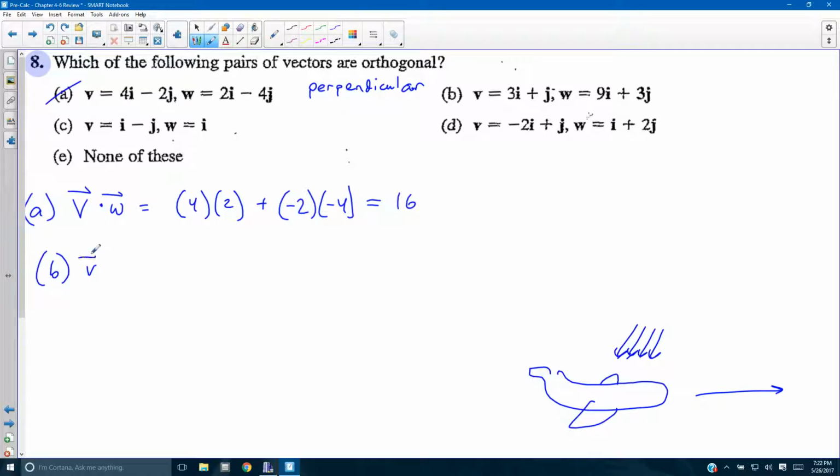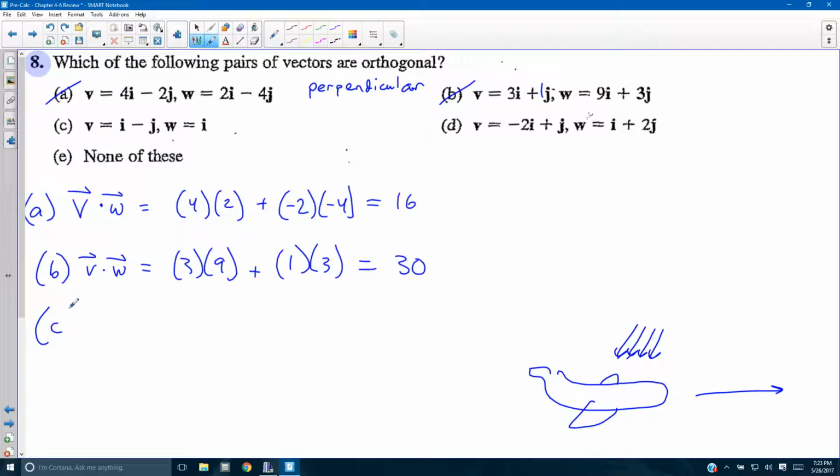B, my vector V dot vector W. Please don't make it be none of these. I don't want to do all of them first. Or please don't make it be D as well. 3 times 9 plus 1 times 3, which obviously is not 0. That's 30. So it's not B.